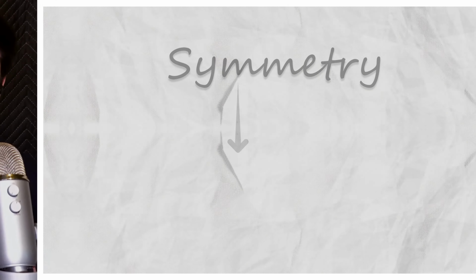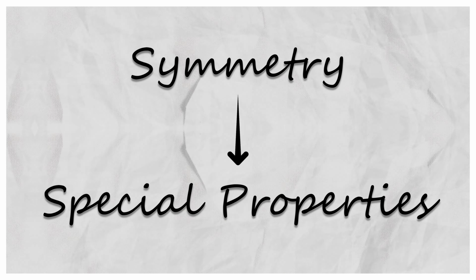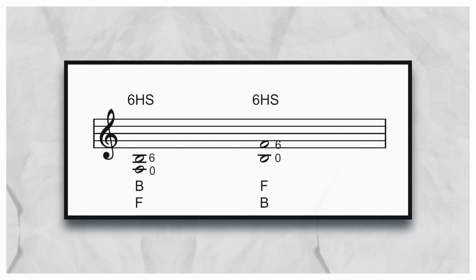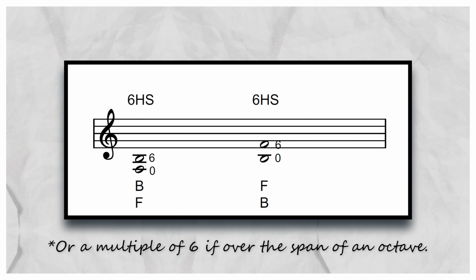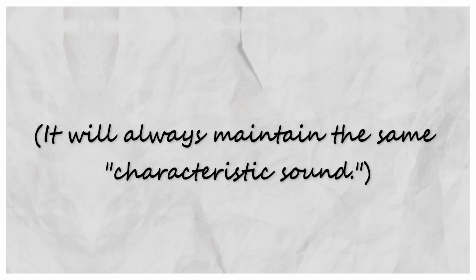In other words, the tritone is the only symmetrical interval in our system other than the octave. This fact gives the tritone a unique property. Unlike other intervals, the tritone will always be 6 half steps apart, regardless of its inversion, and it will also maintain the same tonal quality.